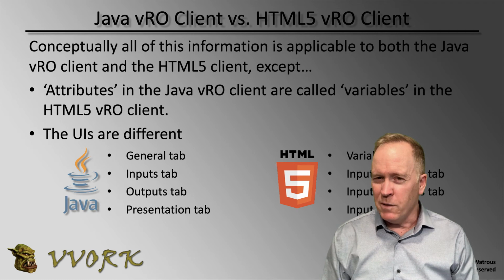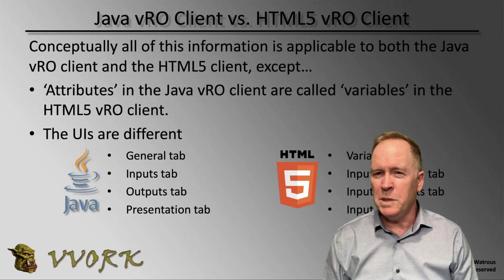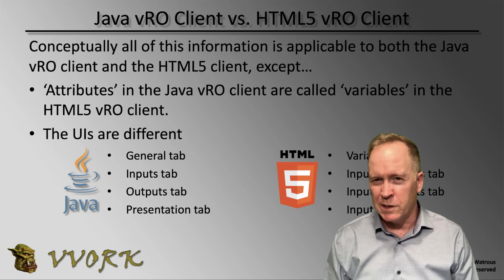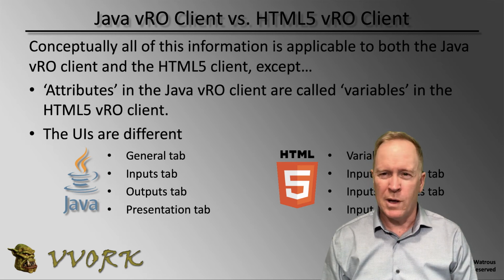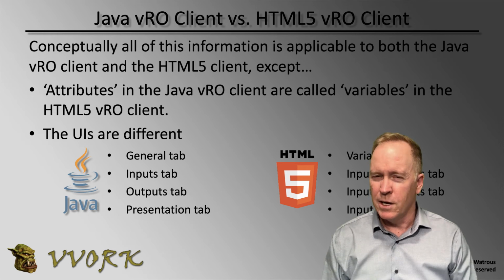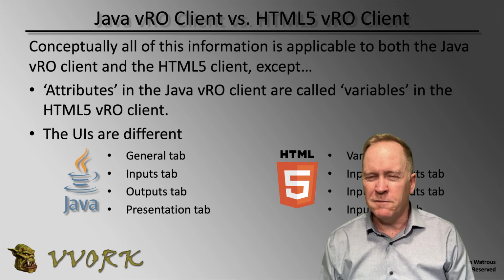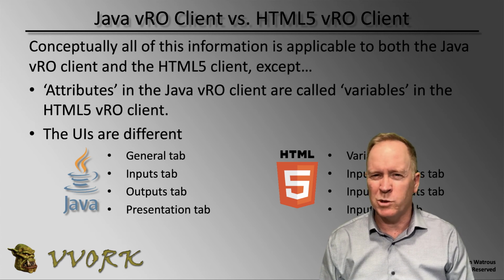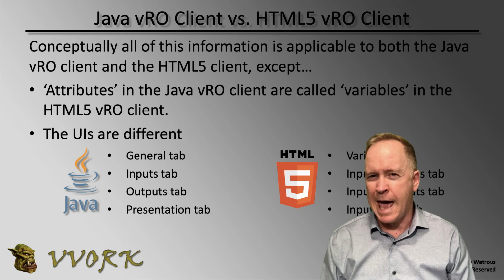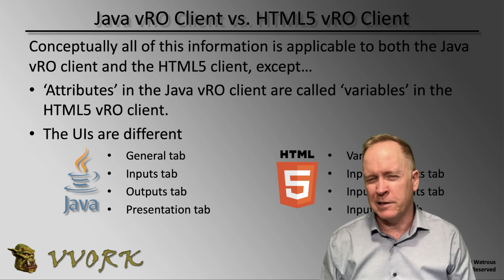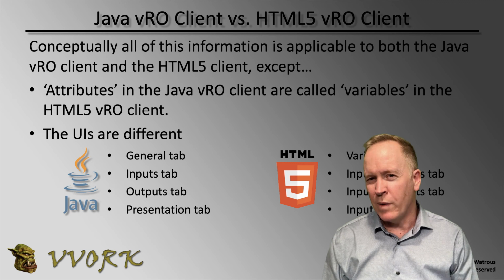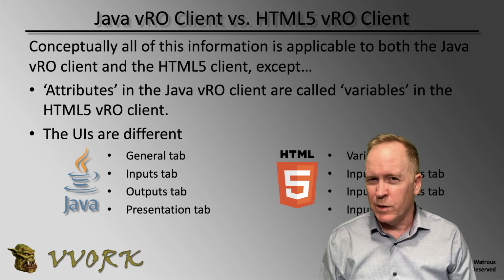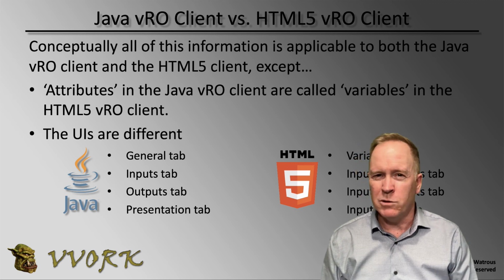So from here on out, throughout the rest of this video and the next videos, I'm not going to be using the HTML5 client. I'm going to be using the older Java-based vRO client because it makes it easier to explain the concepts that we're going to be exploring. So join me in the next video, and I'm going to show you specifically how to determine whether a variable should be an input parameter versus an attribute. And then in the video after that, I'll talk about how to determine whether something should be an output parameter or an attribute. So join me in the next video.